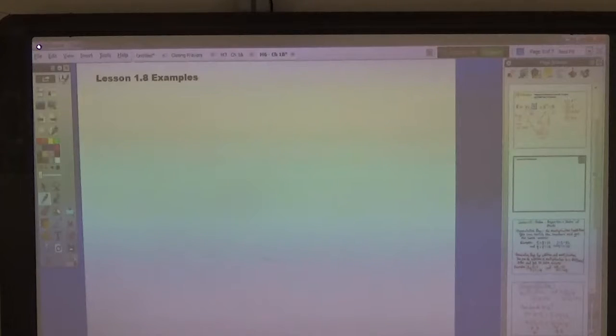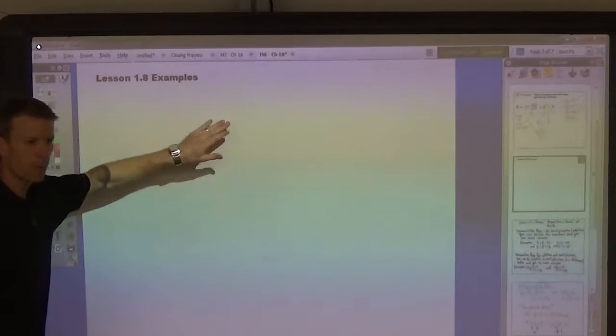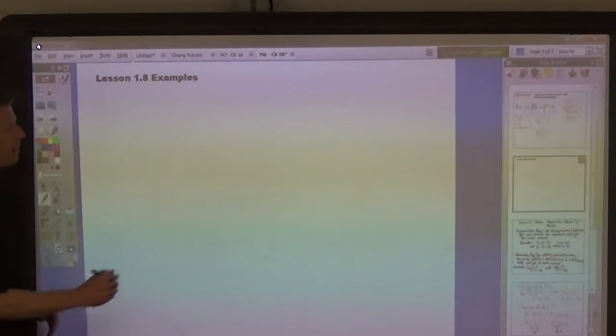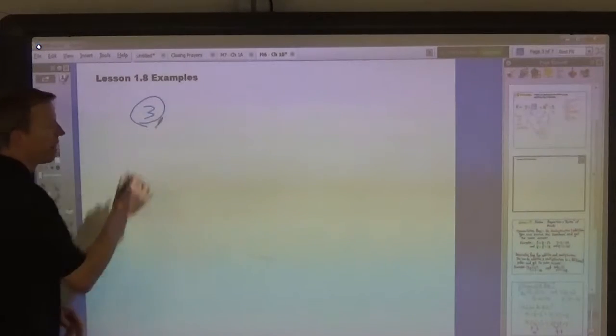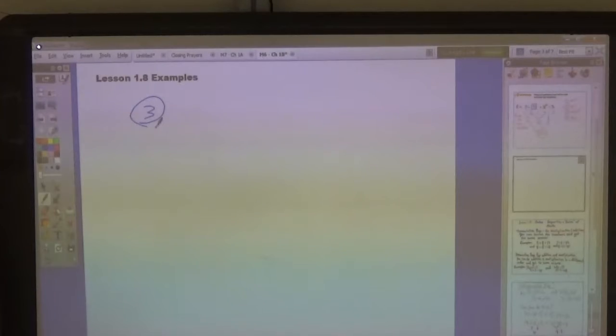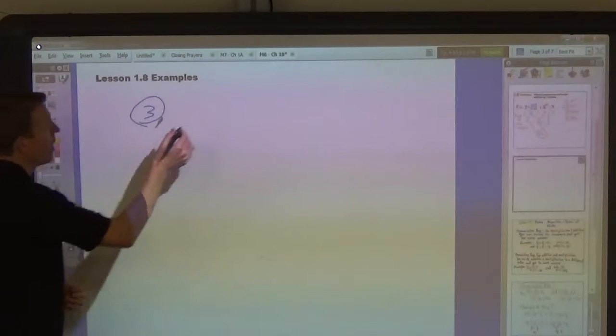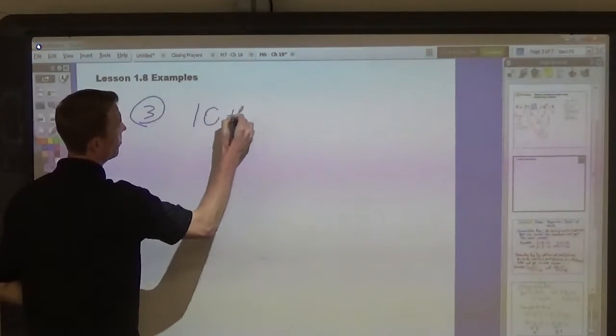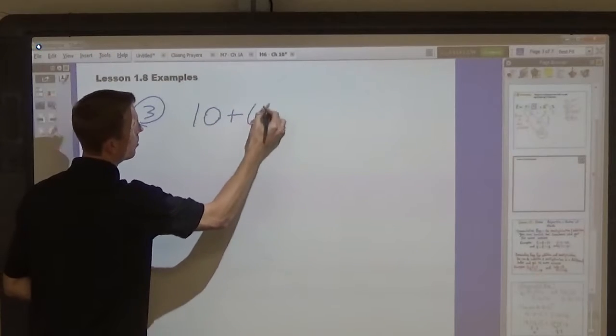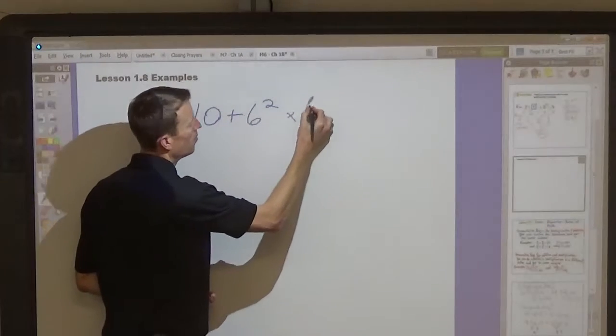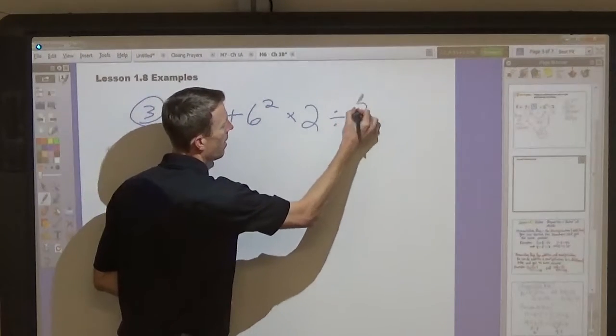So, we're going to go through some examples on doing order of operations problems from lesson 1-8. We're going to go to number 3. Number 3 is 10 plus 6 squared times 2 divided by 9. 10 plus 6 squared times 2 divided by 9.